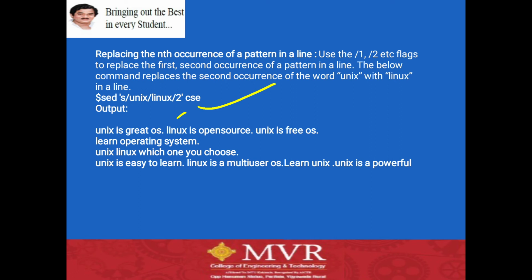That means now you want to change the second occurrence, not the first occurrence. So now what happens, see, in the first line, as I said, Unix comes thrice, but only the second occurrence is replaced by Linux. The first occurrence and the third occurrence are not replaced. Similarly, in every line, if Unix is available two times or three times, only the second Unix will be replaced by Linux, right? This is the second method to replace the nth occurrence.